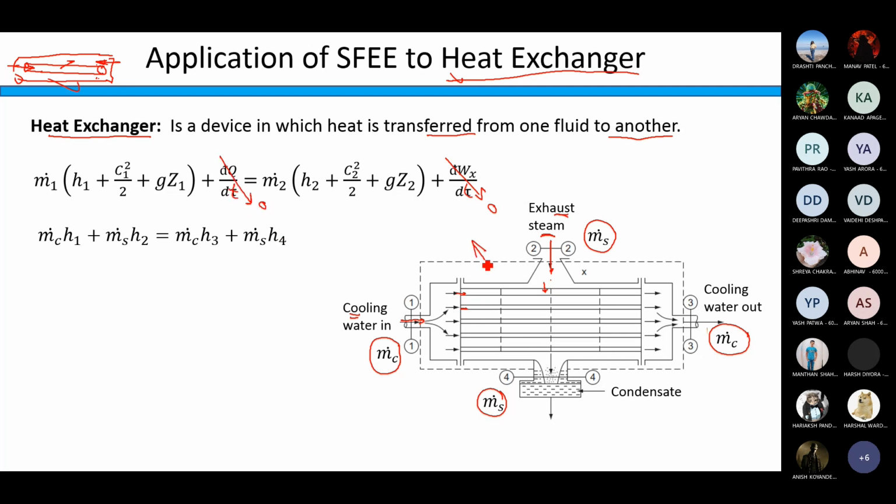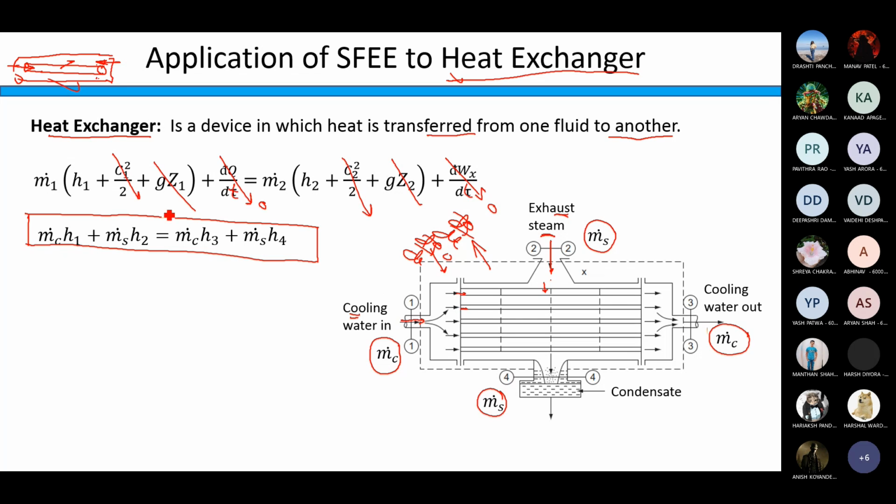So to the surrounding, this d bar q by dt, or from the surrounding, this d bar q by dt, these terms are 0. So this is also 0. Correct? Then if you say that the flow velocities are very small, you can neglect those terms, right? These terms, and after simplification you will get this kind of equation.